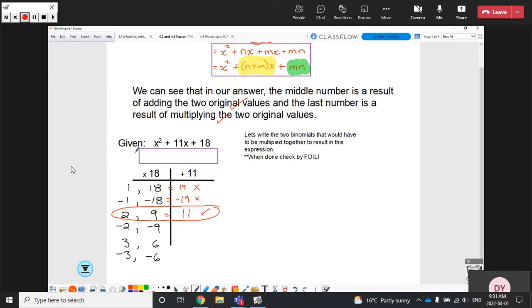Now, essentially, what you're going to do is this. You're going to say, okay, this factors to x positive 2 times x positive 9. Now, what we call that is very simple factoring. That's what we call it. That answer would be allowed. I would accept it, and any teacher would accept it.